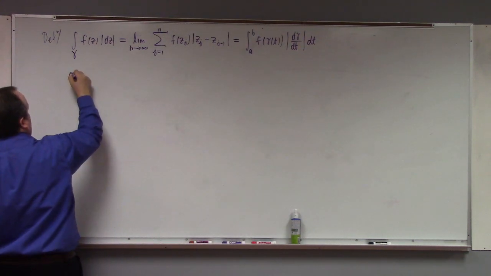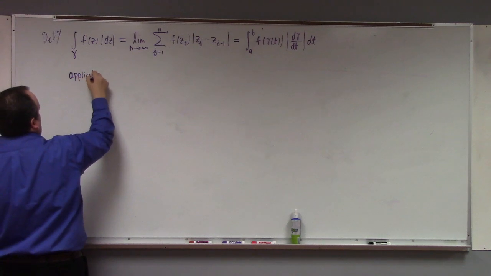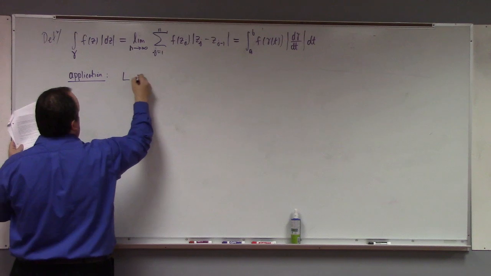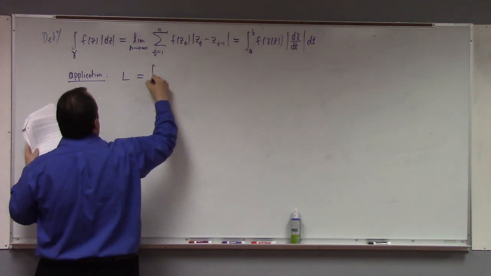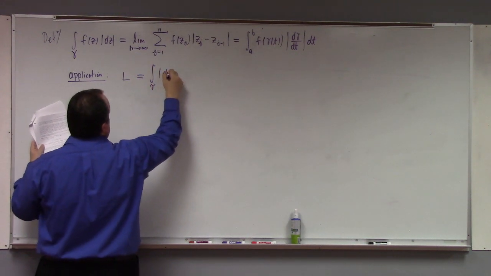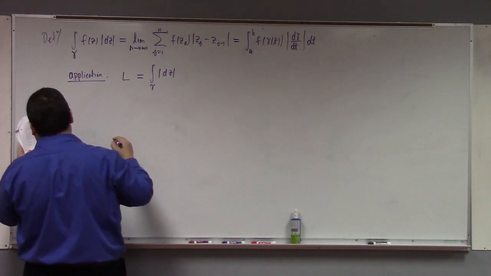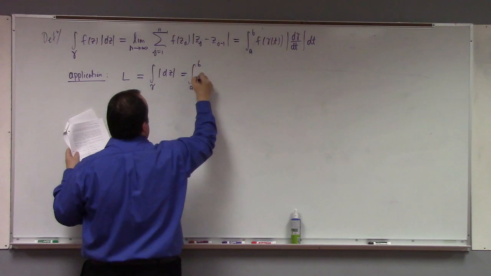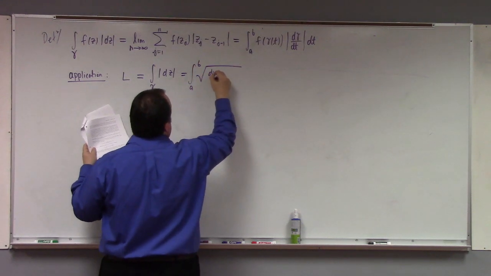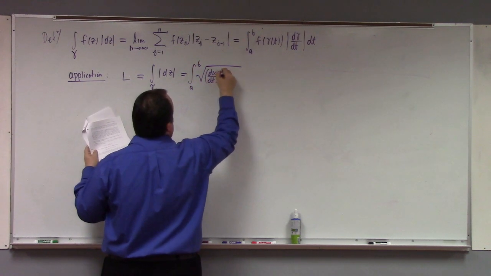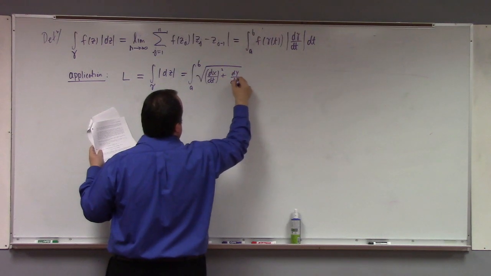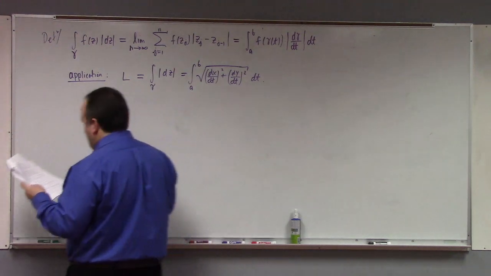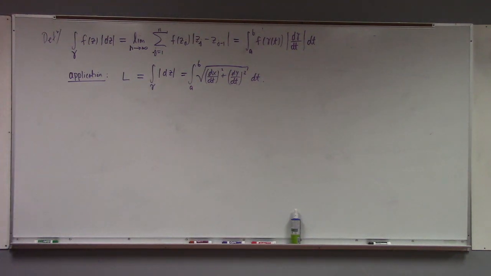As a particular application of this, you could talk about the length of a curve as being the integral over gamma of that. Of course, that would just be the integral from a to b of the square root of (dx/dt) squared plus (dy/dt) squared, which you should recognize as the arc length integral.